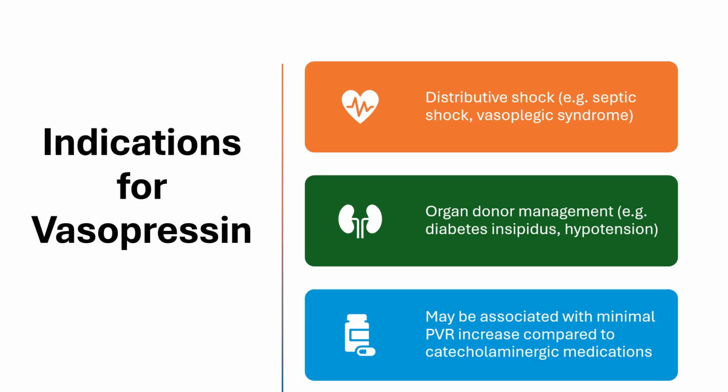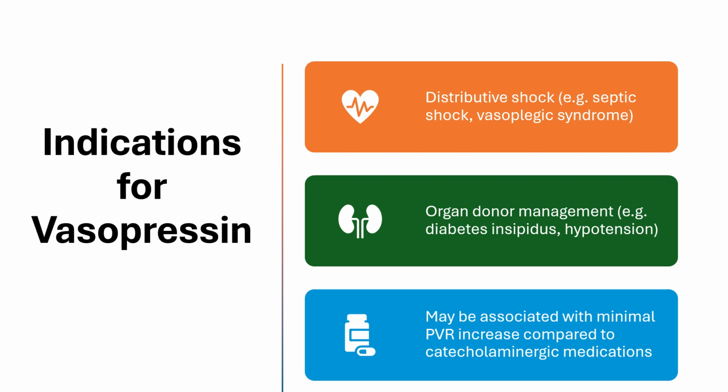So what about the indications for vasopressin? It can be used in the management of distributive shock as a second-line agent after norepinephrine, such as septic shock and vasoplegia syndrome after cardiac surgery. Organ donor management is another venue for its use, especially in donors who have hypertension and diabetes insipidus.